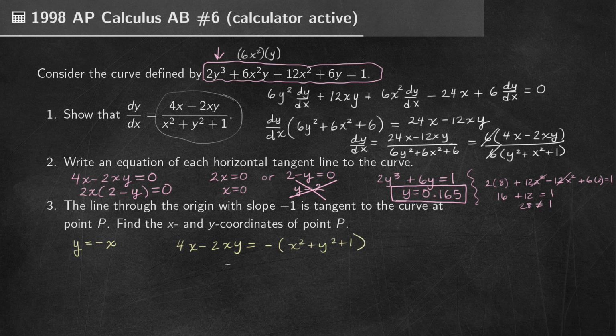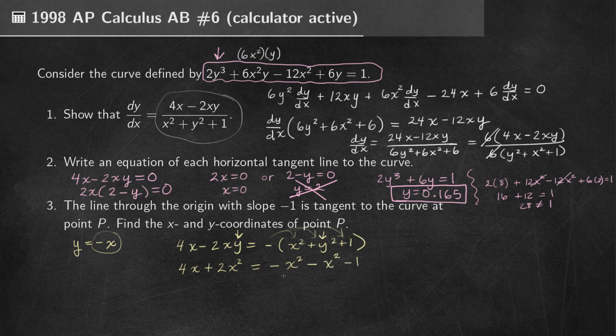I have a system of equations here that I can solve. So I already know that y equals -x. I can substitute that into this other equation in place of y. So that would give me 4x minus 2 times x times -x, so plus 2x squared, equals -x squared, I'm distributing this negative here as I go, minus y squared. But y squared equals x squared, so it'll be minus x squared, and then the plus 1, I'm distributing the negative, so I get minus 1.